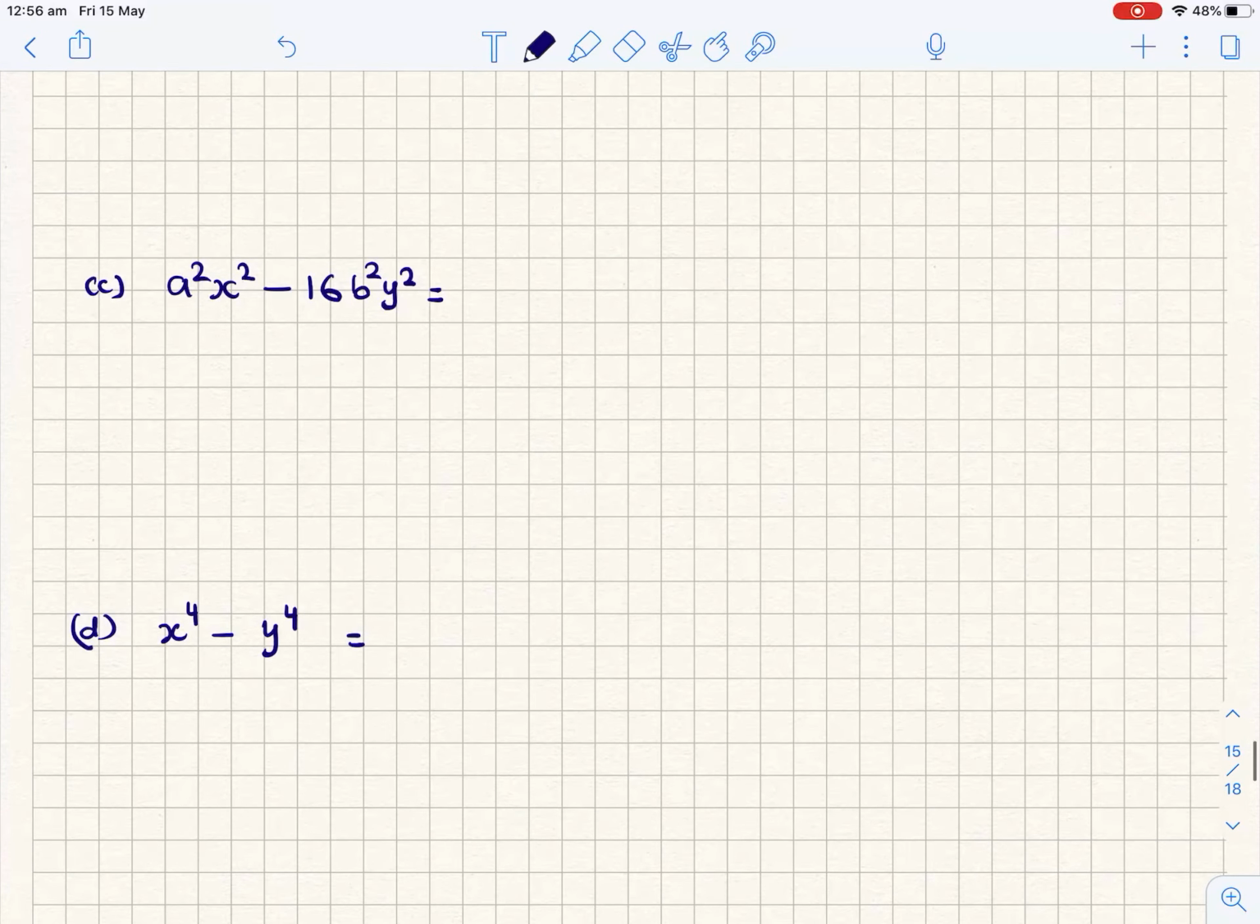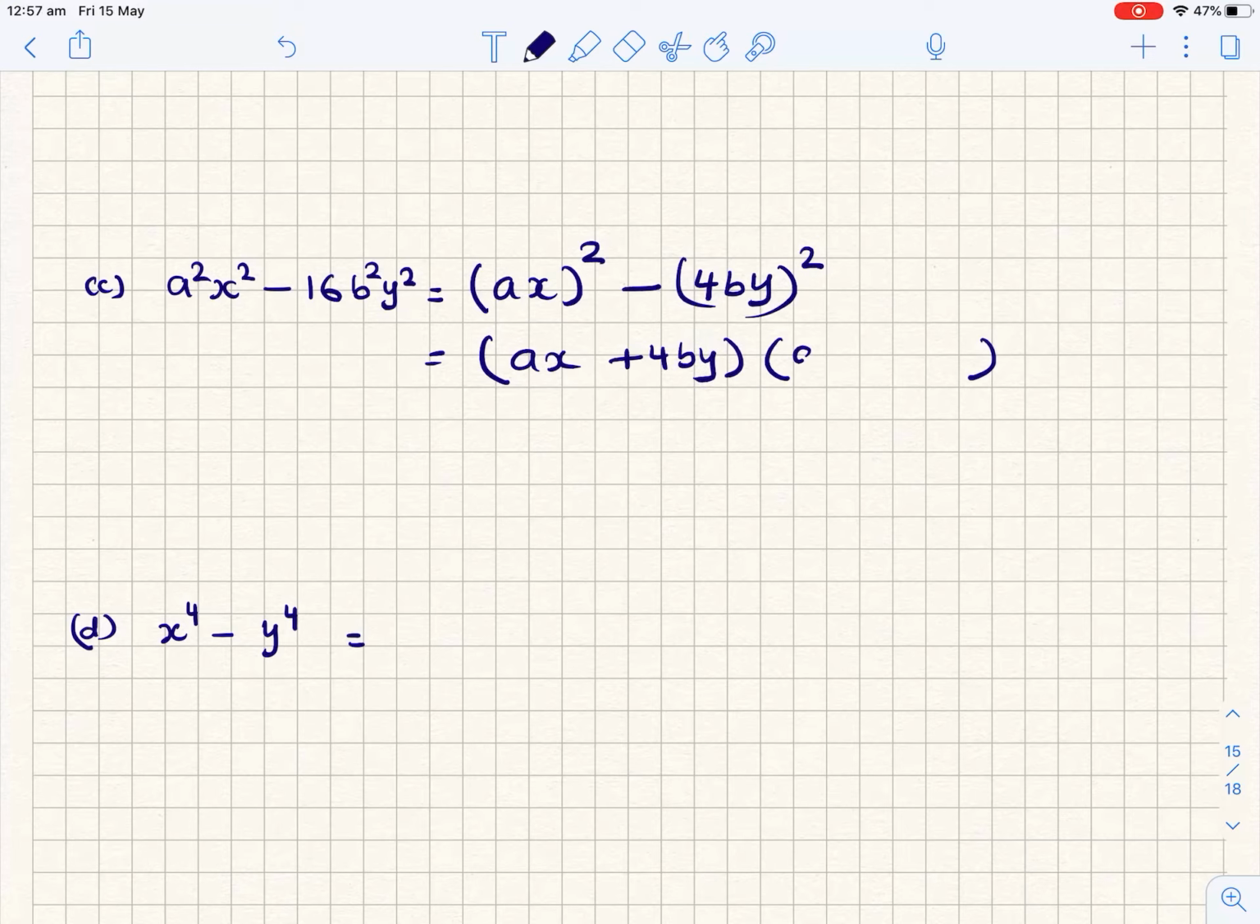Part C. Yes, can we write it as difference of squares? So ax whole squared. 16 is the square of 4. So 4by whole squared. Set it out first. You get ax plus 4by, ax minus 4by.